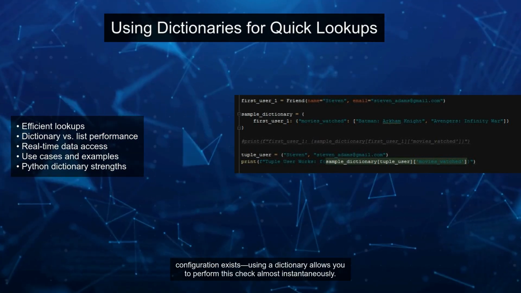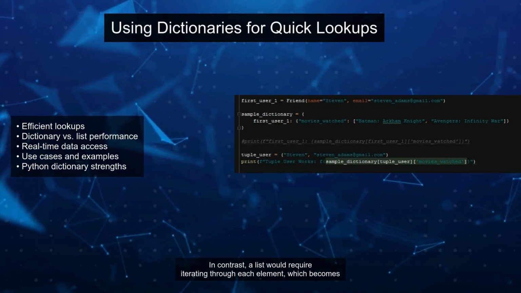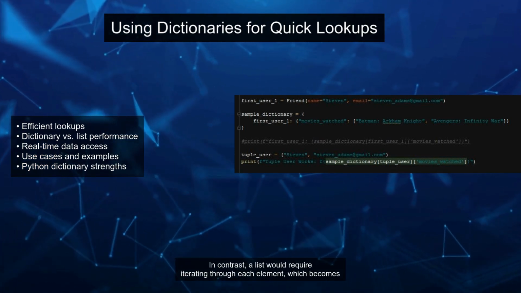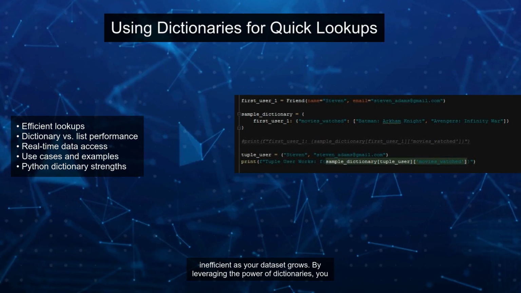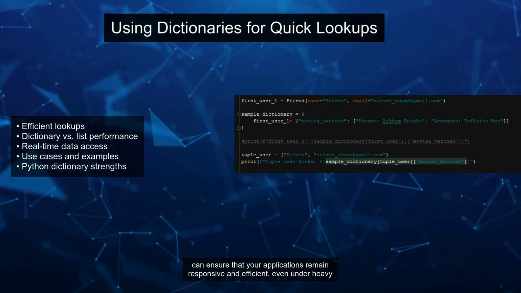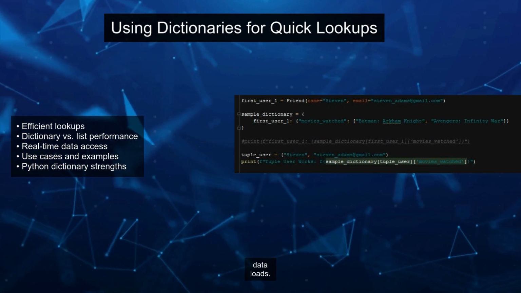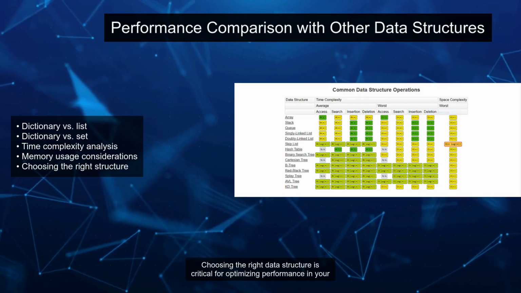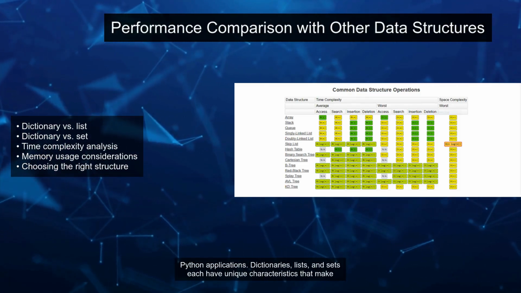Consider a scenario where you need to check if a certain configuration exists. Using a dictionary allows you to perform this check almost instantaneously. In contrast, a list would require iterating through each element, which becomes inefficient as your dataset grows. By leveraging the power of dictionaries, you can ensure that your applications remain responsive and efficient, even under heavy data loads. Choosing the right data structure is critical for optimizing performance in your Python applications.